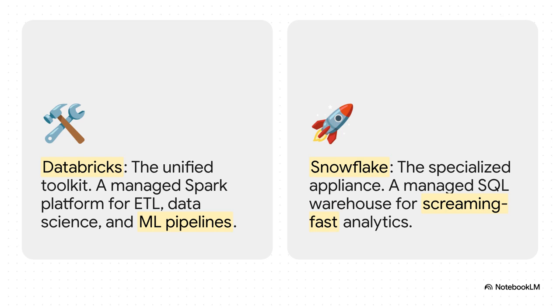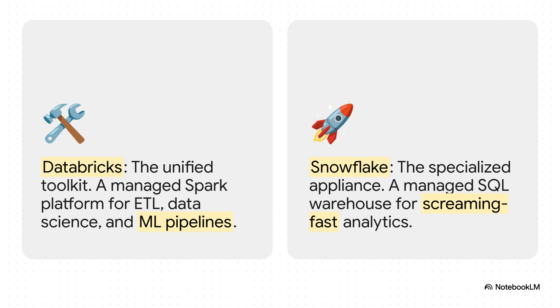Here's how to think about them. Databricks, which is built on Spark, is like the all-in-one Swiss Army knife. It's got tools for data engineering, data science, machine learning, the whole shebang. Snowflake, on the other hand, is more like a perfectly tuned, high-performance race car. It's a managed SQL warehouse that's just ridiculously easy to use and focuses on making analytics incredibly fast.